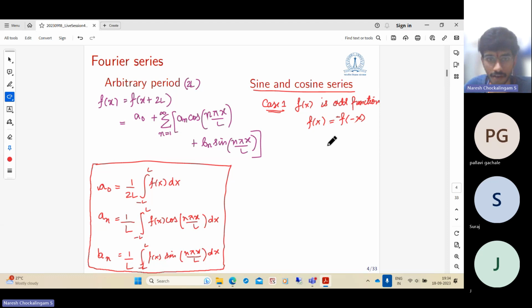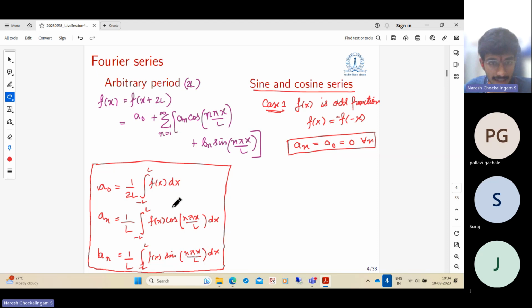So if you have an odd function, then what happens to this integral? An is equal to a naught is equal to 0 for all n. Why? Because inside this integral, you have an odd function. If you integrate from minus L to L, the area below the x-axis will be equal to the area above the x-axis, and it will be 0.